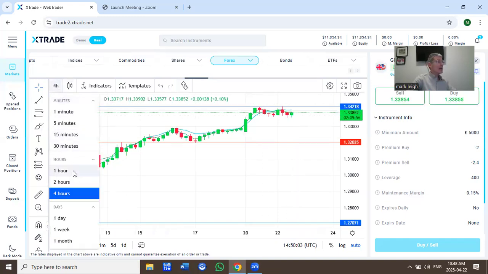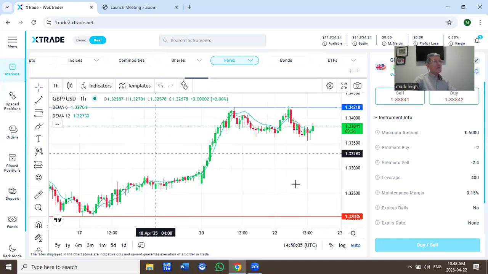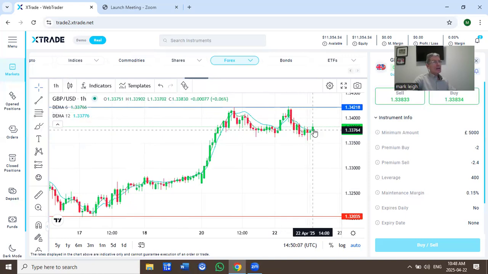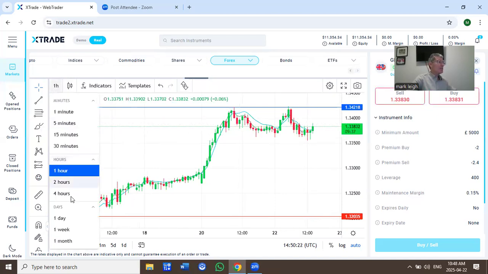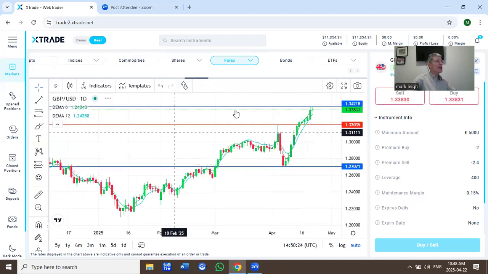If I zoom into the hourly on the pound, there you can see pound looking to continue from where it left off yesterday and get back up to resistance. Sellers looking to break below where we're sitting now and come more to the 133.50 area. Let's have a look at the yen.